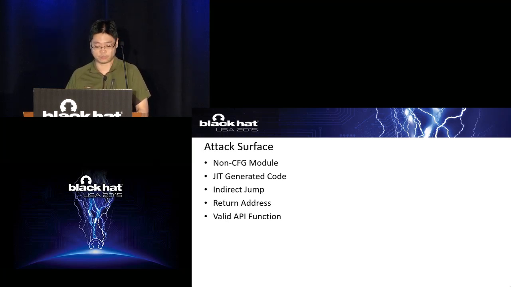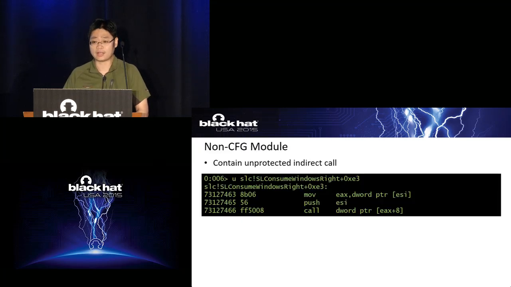First is non-CFG modules. As any compiler-involved mitigation feature, modules that are not compiled with those features enabled will always be a problem. For CFG, non-CFG modules will have two effects. The first, it will contain unprotected indirect calls. Of course, since it didn't compile with CFG enabled, any indirect call in that module will be unprotected. And if those indirect calls can be controlled, CFG can be bypassed from that.